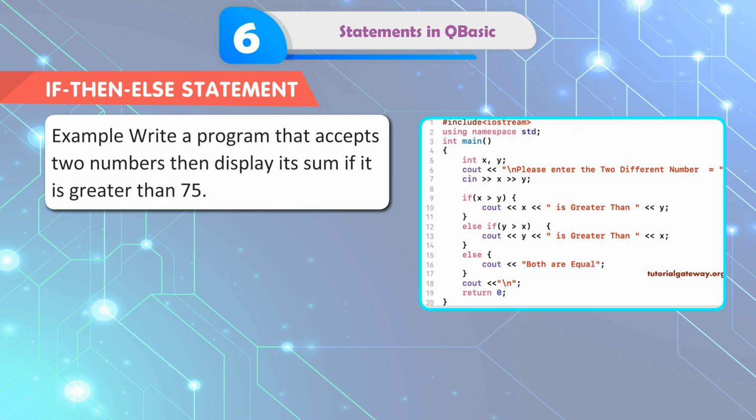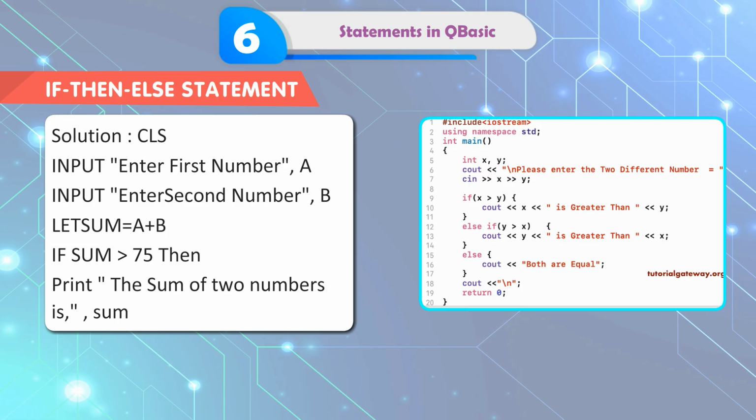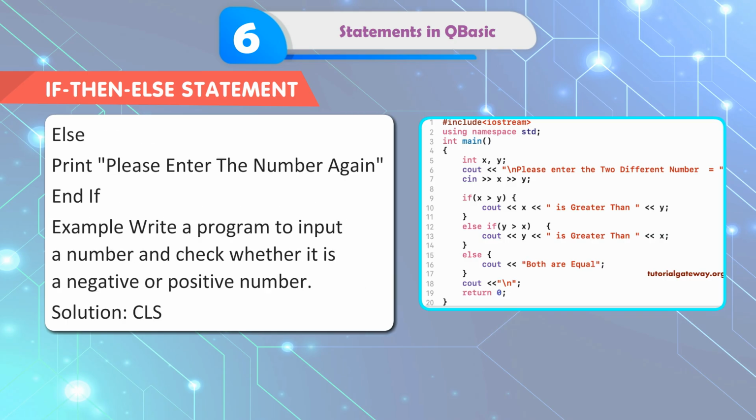Example: write a program that accepts two numbers, then displays their sum if it is greater than 75. Solution: CLS, INPUT "Enter first number", A, INPUT "Enter second number", B, LET sum = A + B, IF sum > 75 THEN PRINT "The sum of two numbers is"; sum, ELSE PRINT "Please enter the number again", END IF.